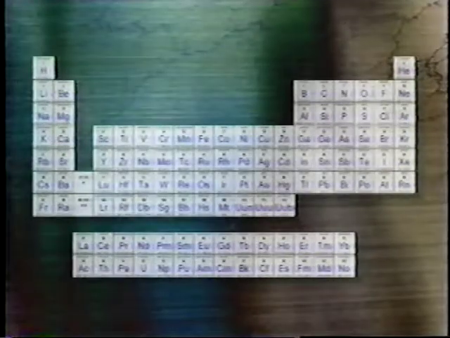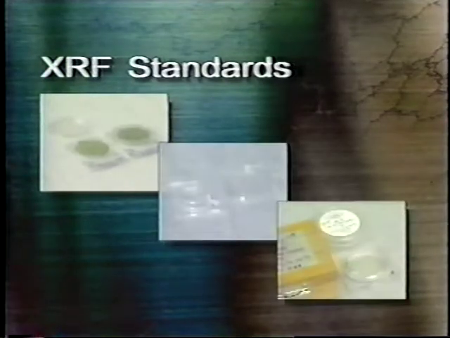XRF can analyze elements between sodium and uranium on the periodic table. Some of the elements commonly found with XRF are aluminum, silicon, sulfur, chlorine, calcium, and iron, among many others. Three types of XRF standards are used for calibration, performance testing, and auditing: vacuum-deposited thin film elements and compounds, polymer films, and NIST thin glass films.